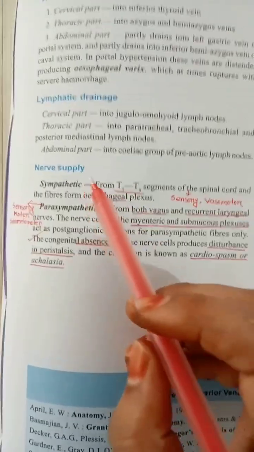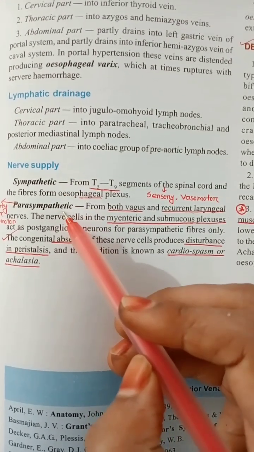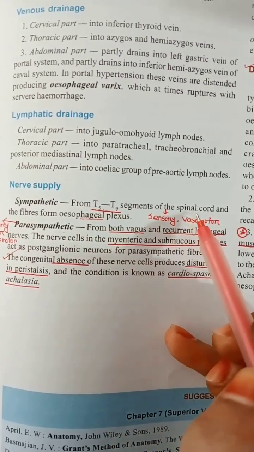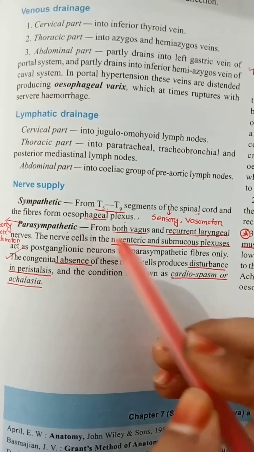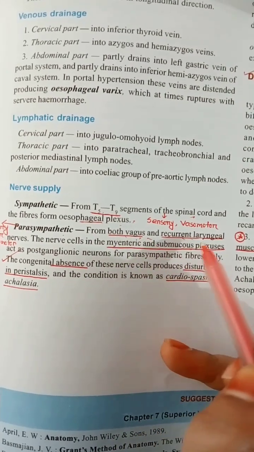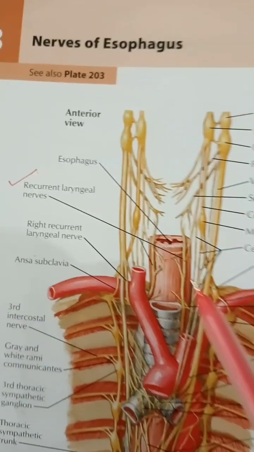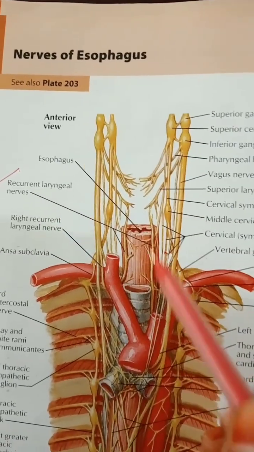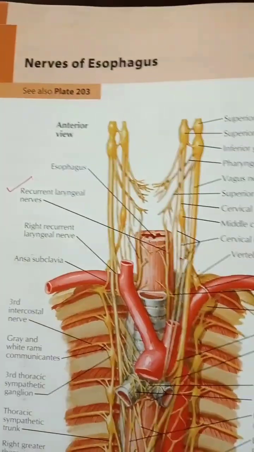The nerve supply: it is supplied by autonomic nerves, that is sympathetic and parasympathetic. The sympathetic is from the thoracic 5 to thoracic 9 segment of the spinal cord, and from the esophageal plexus, and the parasympathetic is from both the vagus nerve and the recurrent laryngeal nerve. If we look here, this is the recurrent laryngeal nerve, and these two are the vagus nerve. So we can say the parasympathetic supply is from the vagus nerve and the recurrent laryngeal nerve.